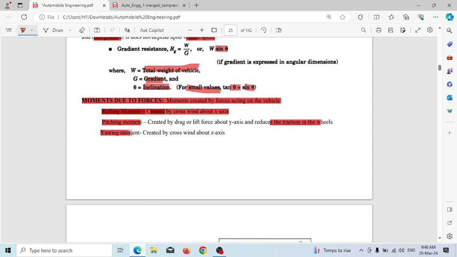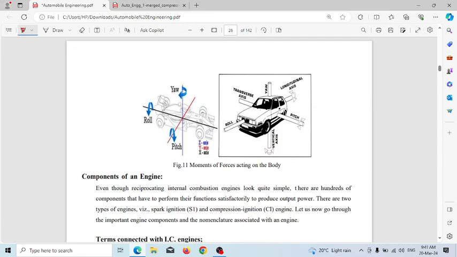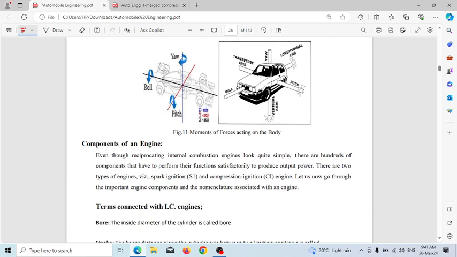Next is yawing moment. This is created by crosswind about the z-axis. In this figure, we can clearly see what is pitching, what is rolling, and what is yawing. These are the three perpendicular axes about which wind can rotate or move the vehicle.